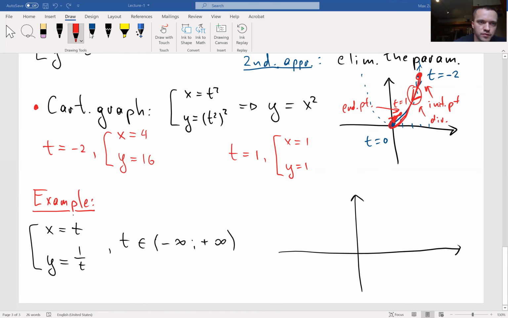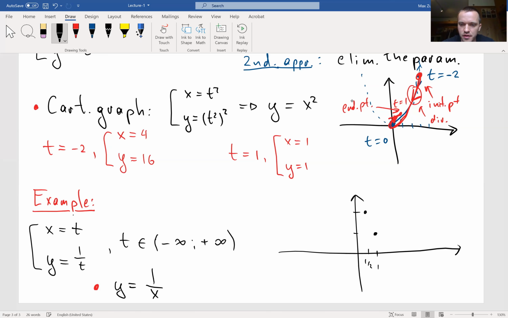So if you eliminate the parameter, then y is going to be equal to 1 over x, yes? And we know what the graph of that function is. It's going to be a hyperbola. So you need to be comfortable sketching the graph. When x is equal to 1, then y is going to be 1, so I have a point over here. When x gets smaller and smaller, y gets bigger and bigger. For example, if x is 1/2, then y is equal to 2.